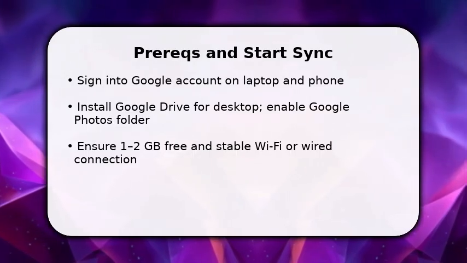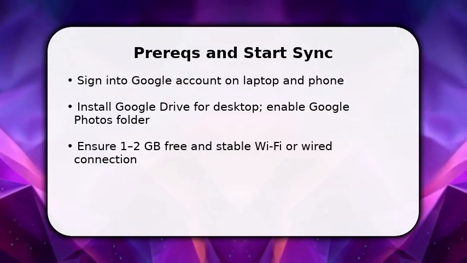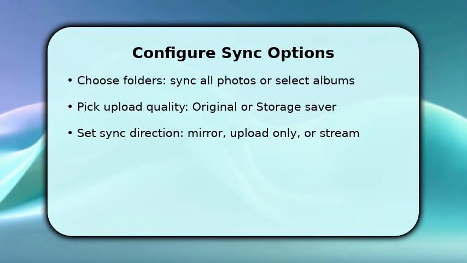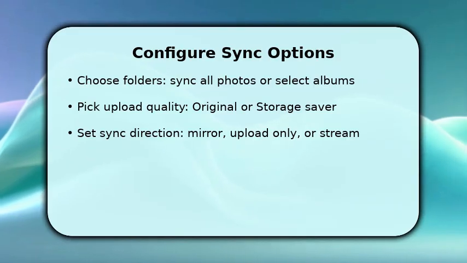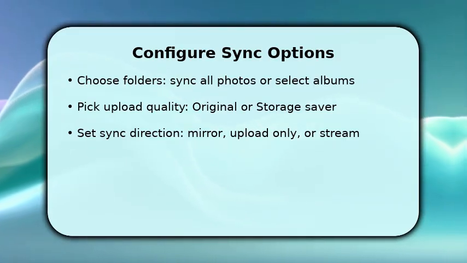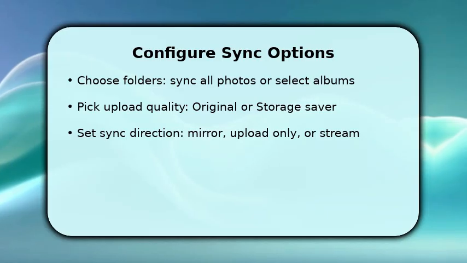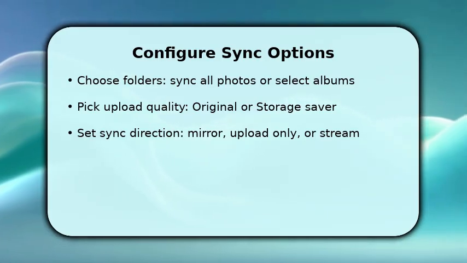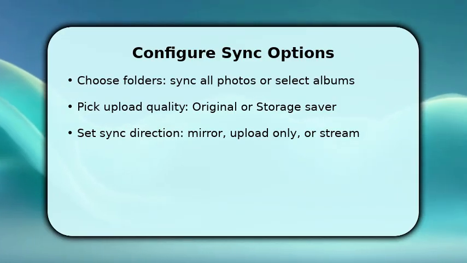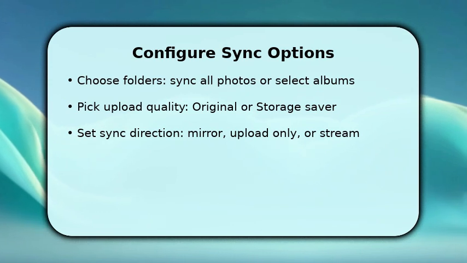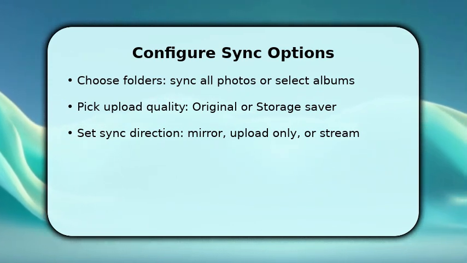Next, configure the detailed sync options so your library behaves the way you expect. In Drive for Desktop Preferences, choose whether to sync all photos or only specific albums and set upload quality. Original preserves resolution, Storage Saver saves space. Then select Sync Direction. Streaming keeps files online until requested, mirroring keeps local copies, and upload only sends new items from your laptop. These choices control disk usage and backup behavior, so adjust them to balance local storage versus cloud storage.